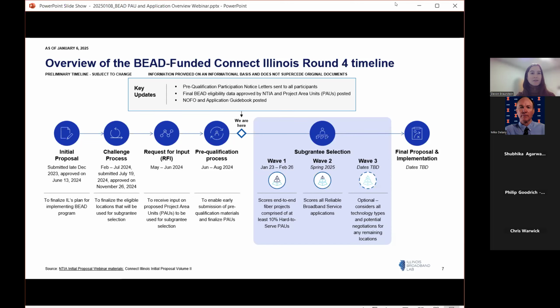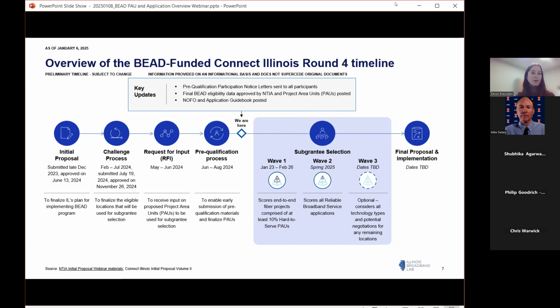And we'll go into all of that during the slides. And then Wave 2 kind of scratches those last two requirements. We'll accept and score applications from all reliable broadband technologies, regardless of those hard to serve locations. So we do expect this to be our biggest wave. And then we have a remaining Wave 3 to make sure that we're filling in the gaps.